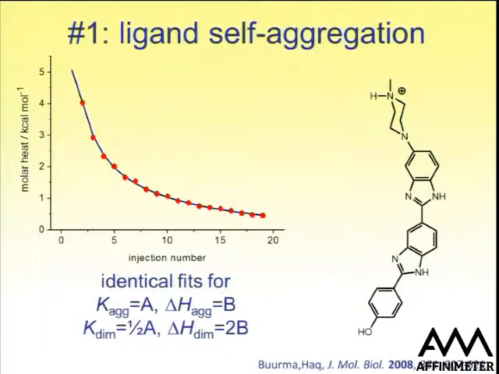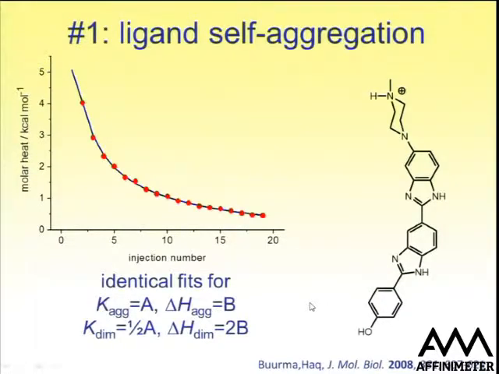Every time that you do an injection, the aggregates fall apart, but every time you do an injection, the concentration of your ligand in the cell goes up as well, and that means that for the second injection, a consecutive injection, the fraction of the ligand aggregates that are falling apart decreases. And as a result, you get non-constant heat effects of dilution.